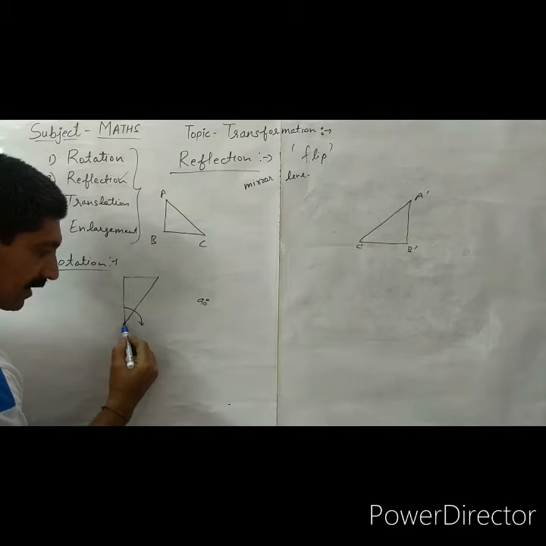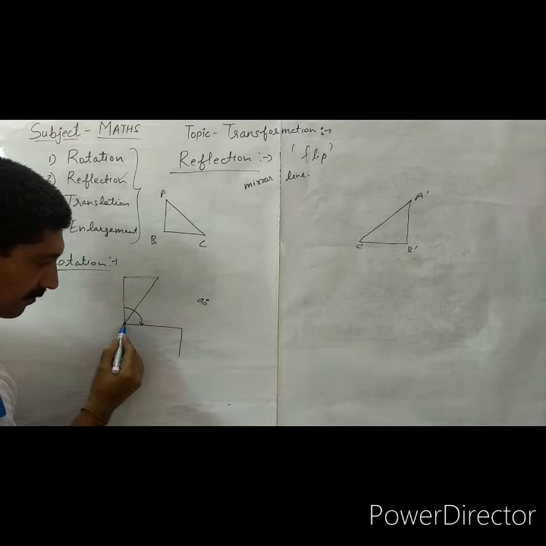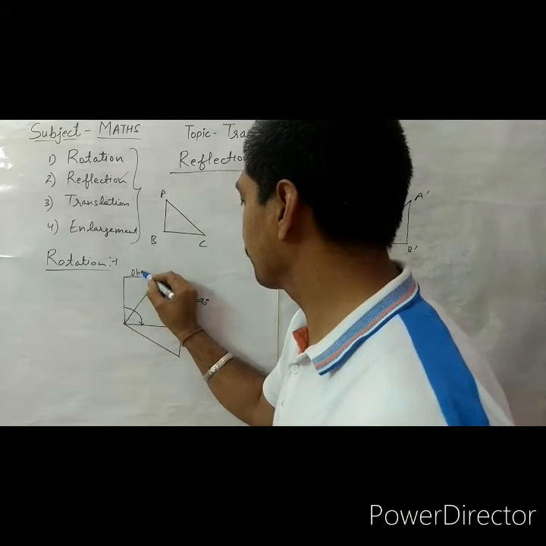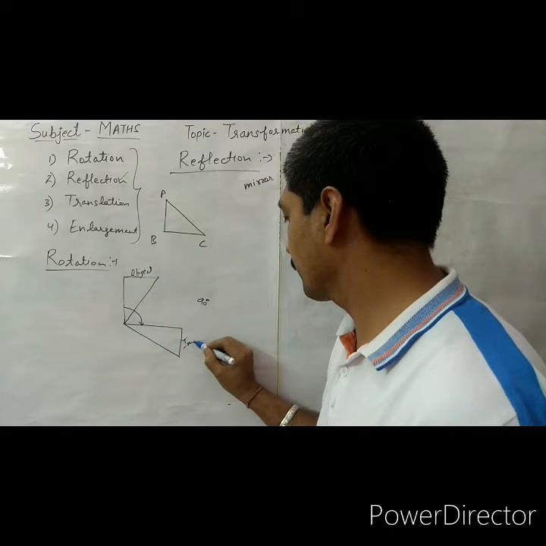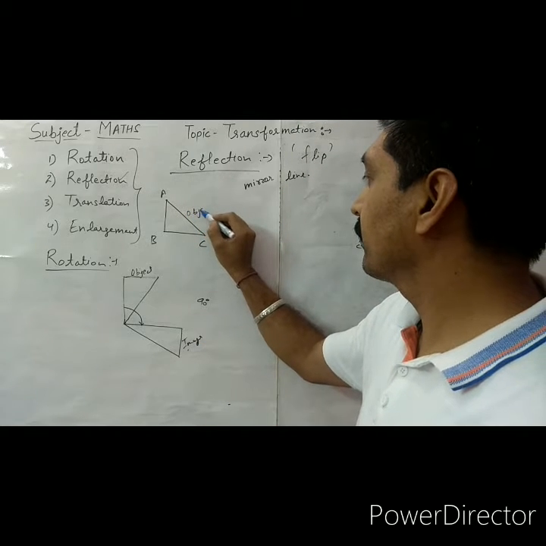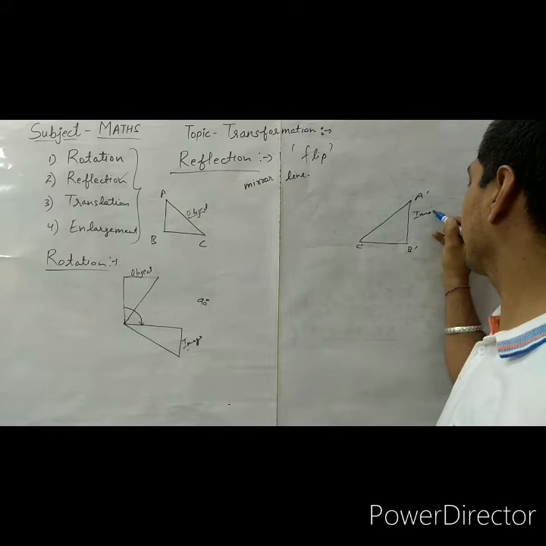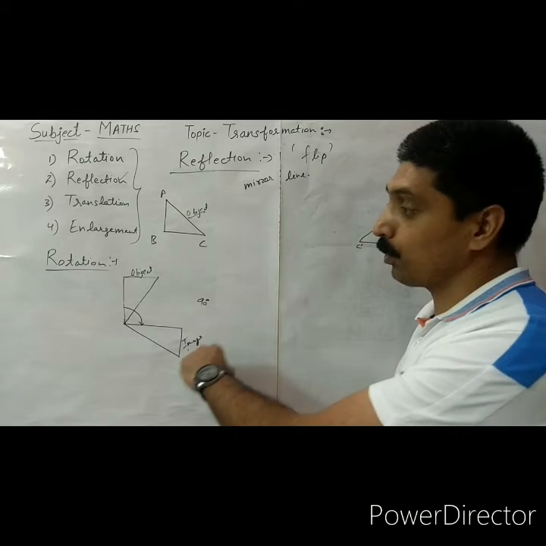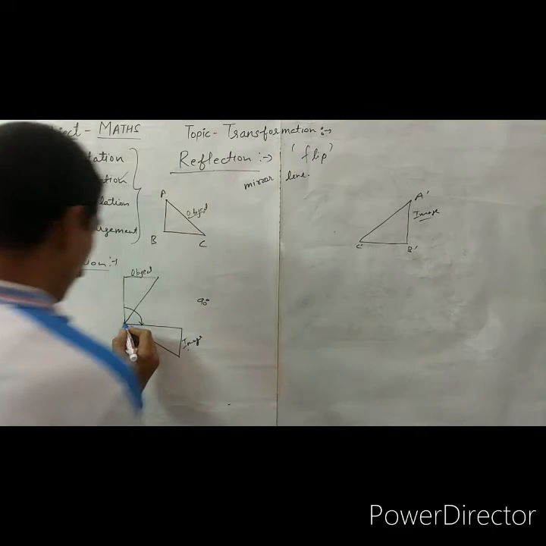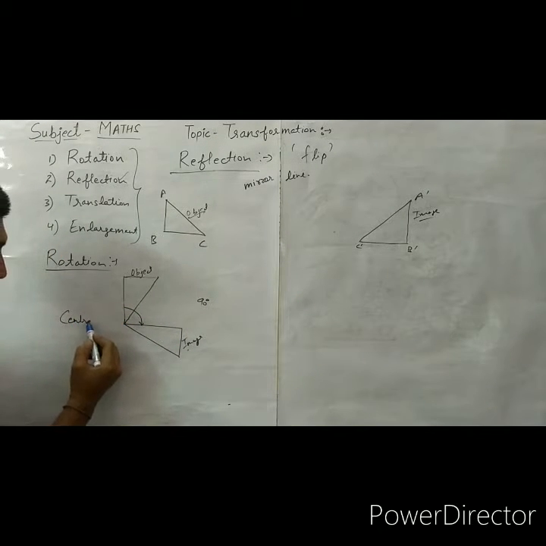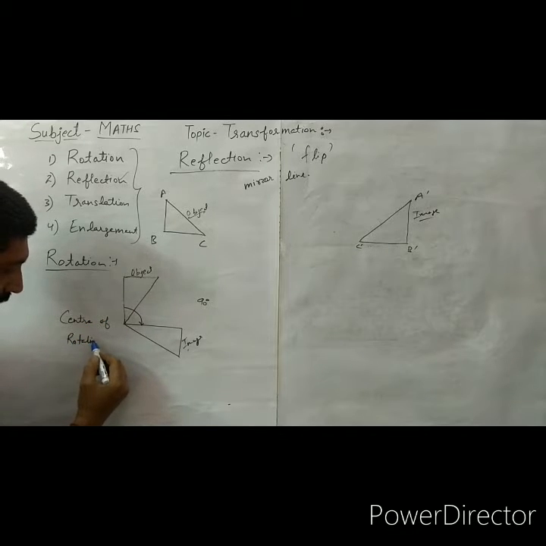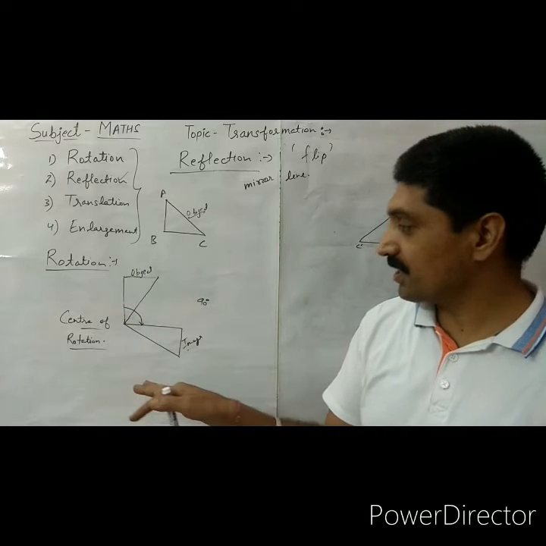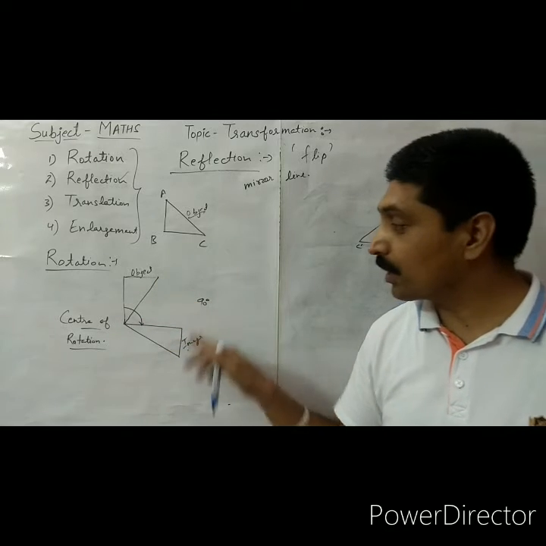So we have the shape in this form. This is the object here and this is its image. So in this case, when we go for a rotation of 90 degrees clockwise, this point is the center of rotation. The object changes its position by 90 degrees in a clockwise direction.